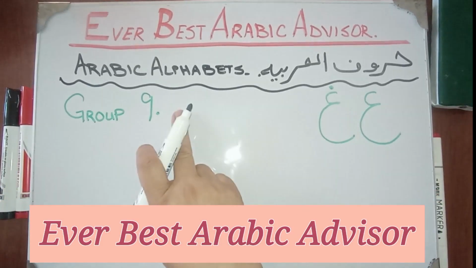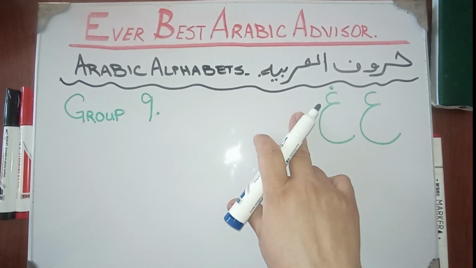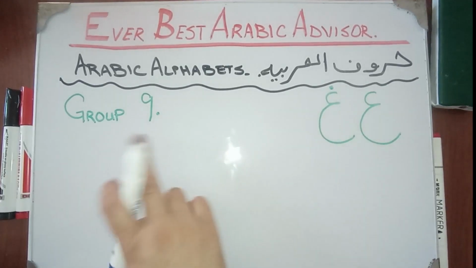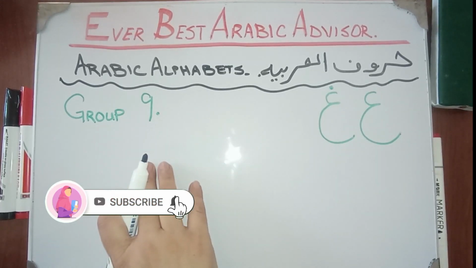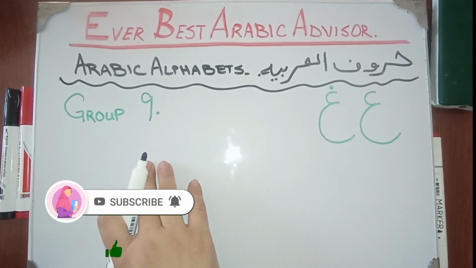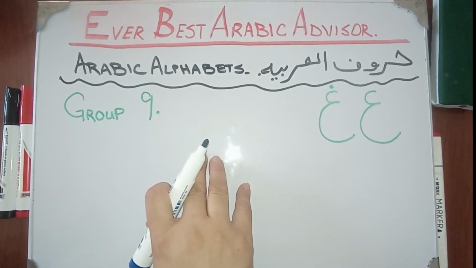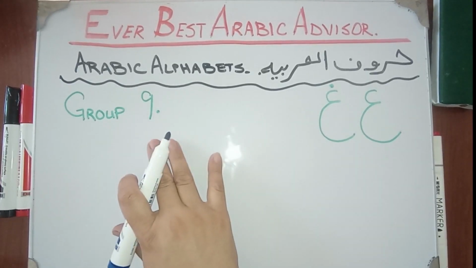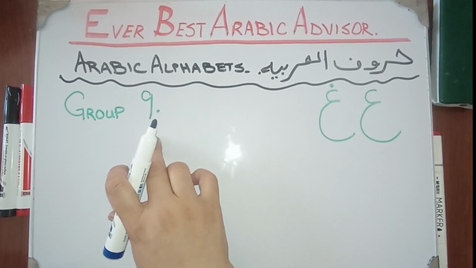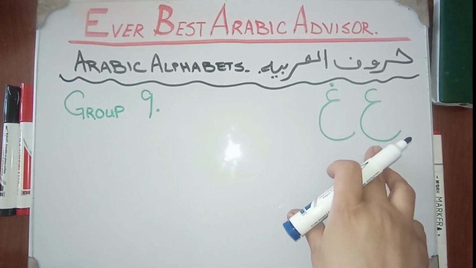We are learning Arabic alphabets, Huruf al-Arabi. So far we have done 8 lessons, and in them we discussed 8 groups. In each group we discuss some letters, as we are learning Arabic in groups because of the similar shape of the letters. It is lesson number 9, in which we discuss group number 9. Here we discuss two letters, Ain and Ghain.